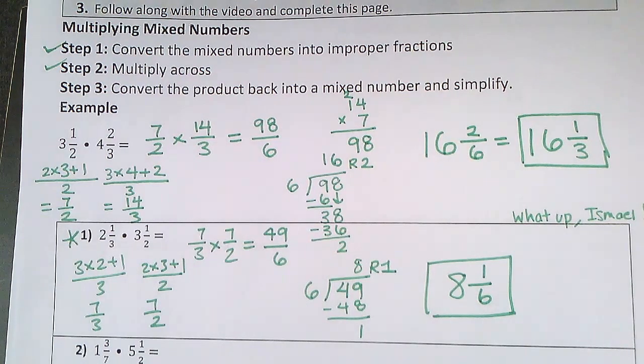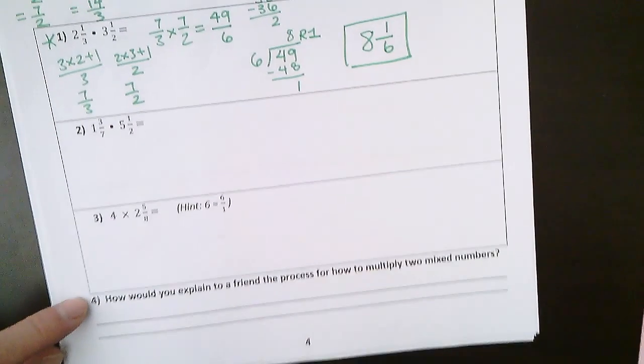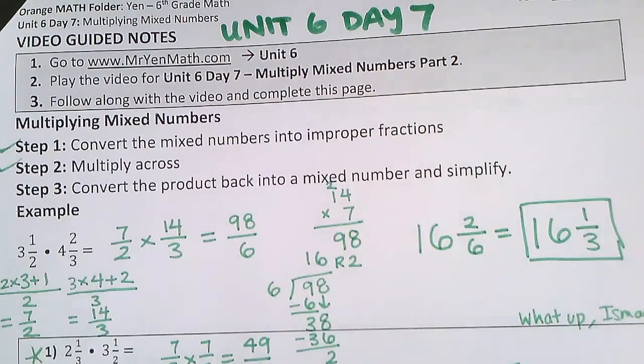Okay. Once you've checked your answer for number 1, continue the rest of the page, problems 2, 3, and don't forget number 4 on the bottom. And then when you're finished with that, you can continue working on page 5 with your partner. You can go ahead and put your computer and headphones away now.